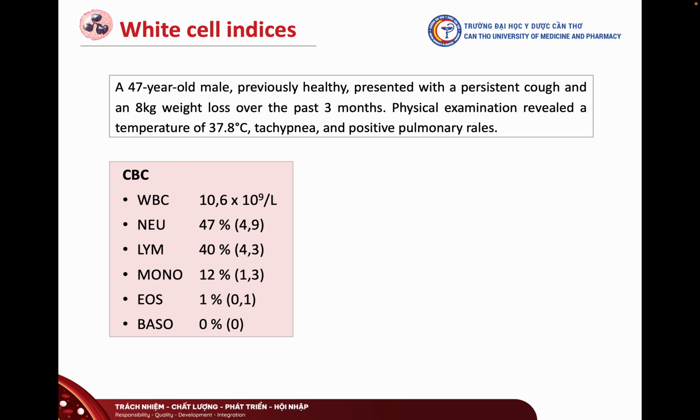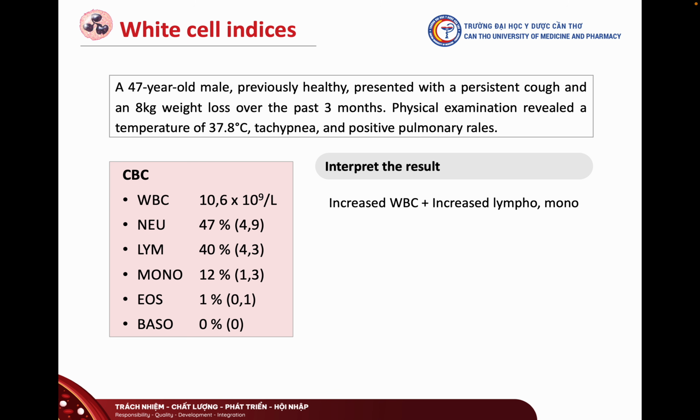Now let's look at his CBC. The white blood count is 10.6, borderline elevated. Neutrophils are within the normal limit. Lymphocytes are 40% with 4.3 times 10 to the 9 per liter. That's on the high end. And monocyte is 1.3, making up 12%, also elevated. So this is a case of leukocytosis with lymphocytosis as well as monocytosis.